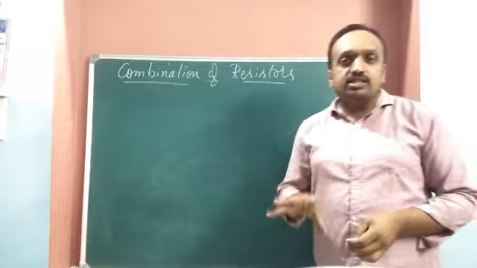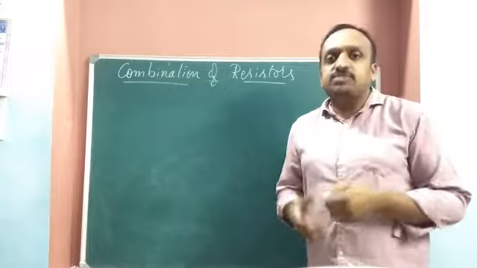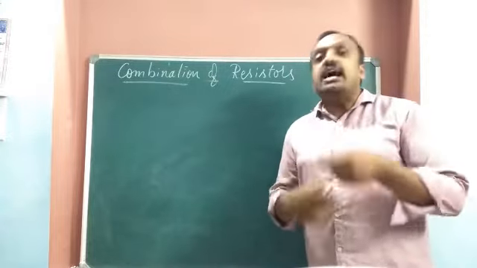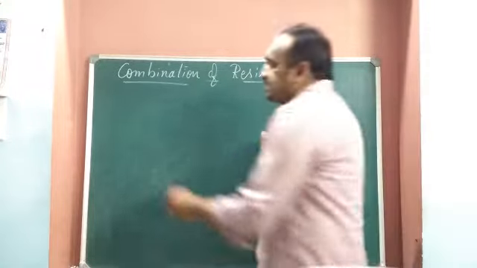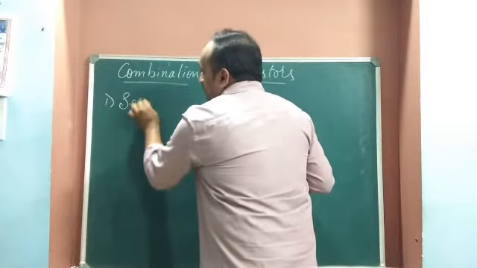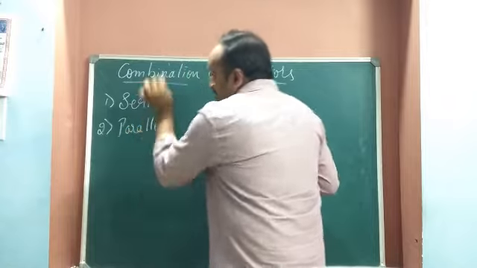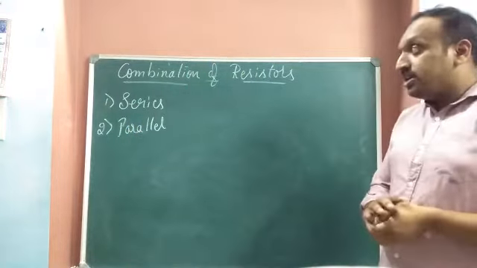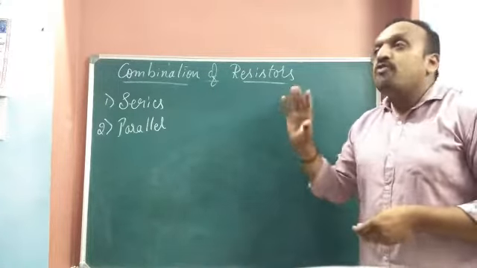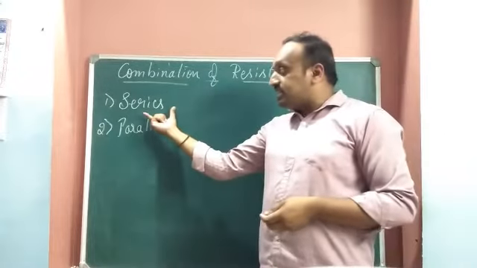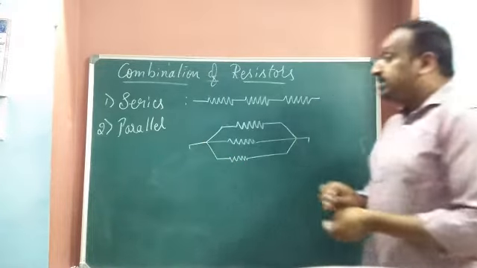So there is a chance where we need to use more than one resistor in the same circuit. Then how can we arrange them? There are two types of combination. One is series, second one is parallel. Now I am going to explain what will be the total resistance in the circuit when it is connected in series as well as in parallel.